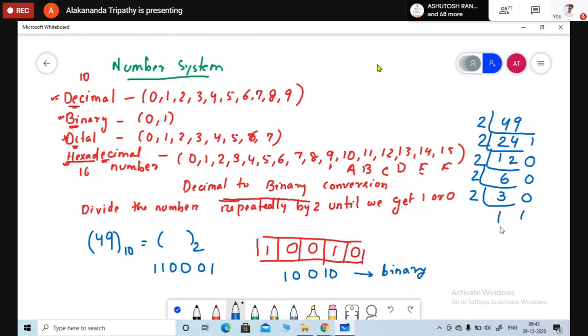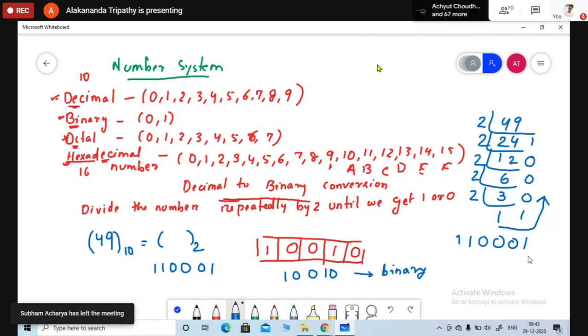So how are you going to write? From down to up. So what will be the value? 1 1 0 0 0 1. Are you clear now? Yes, ma'am.